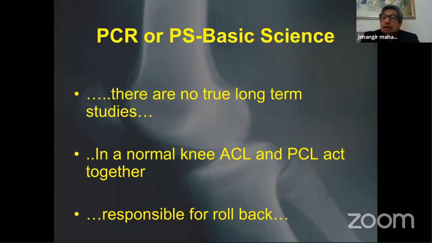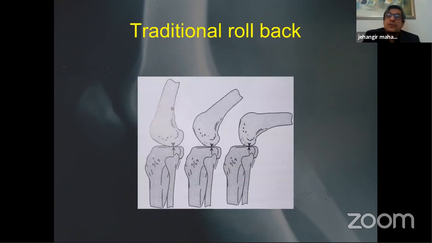As Professor had said very clearly, we have these bi-cruciate retaining knees. They're non-mainstream, and therefore in a virgin knee, we accept that the ACL and the PCL act together, all right? And that's responsible for what is called true rollback. And true rollback, I'm not talking about how much the medial condyle pivots or not, but true rollback is the posterior shift of the contact point of the femur and the tibia as the knee flexes, all right? So there is a rollback.